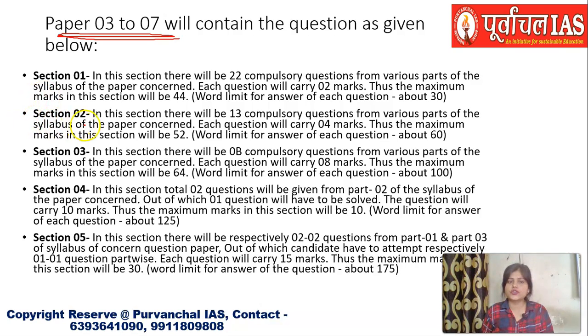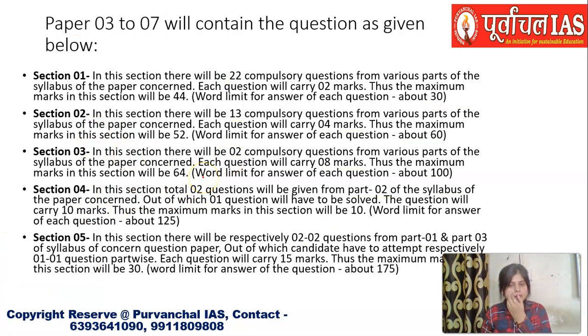Then you have section 2. In this section there will be 13 compulsory questions, 4 marks, and the word limit is 60. See here, you have 2 marks questions, 30 word limit, there will be 22 questions. In section 3, there will be 2 compulsory questions carrying 8 marks. Okay? And the word limit will be 100.